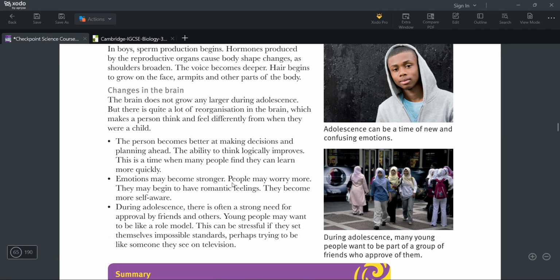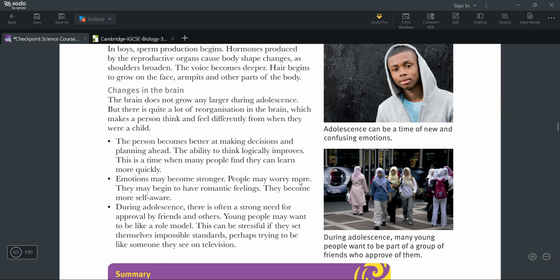Changes in the brain. The brain does not grow any larger during adolescence, but there is quite a lot of reorganization in the brain, which makes a person think and feel differently from when they were a child. The person becomes better at making decisions and planning ahead. The ability to think logically improves, which is a time when people may find that they can learn more quickly. Okay, so yeah, you're just used to learning more things more often, I guess. Emotions may become stronger.